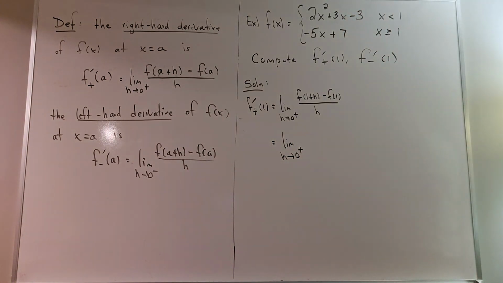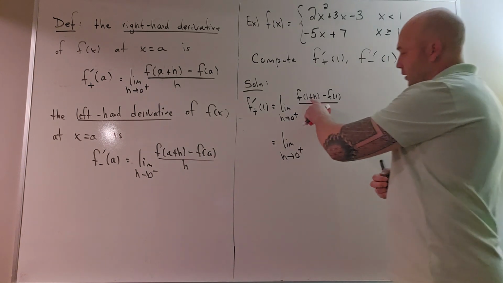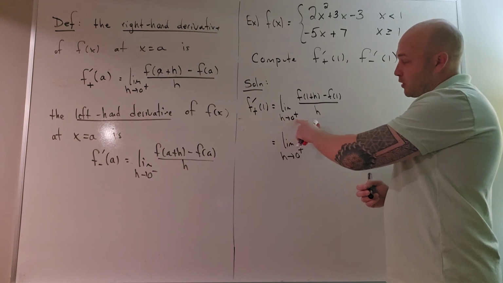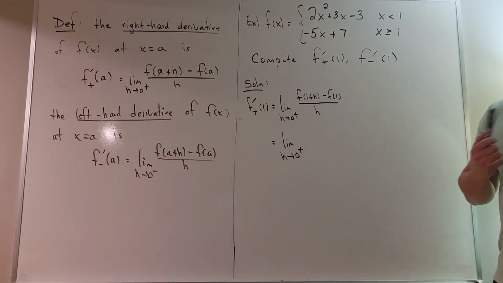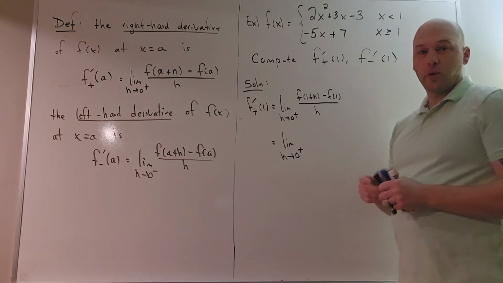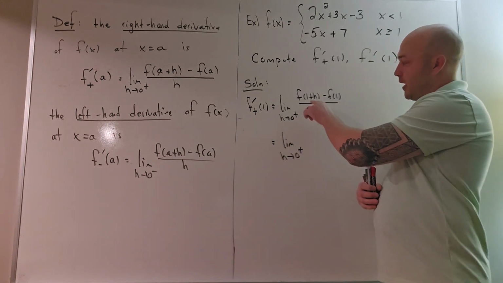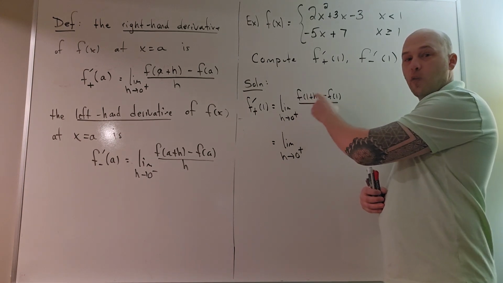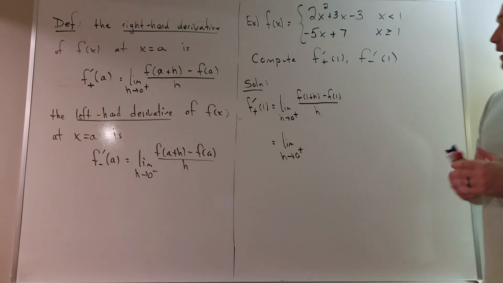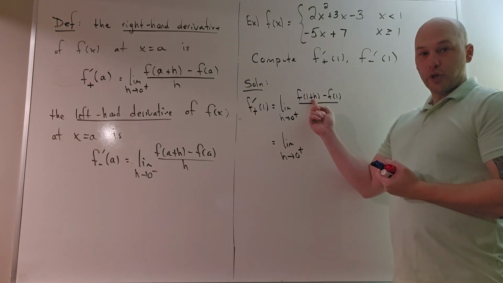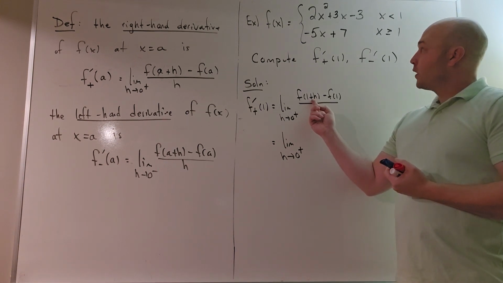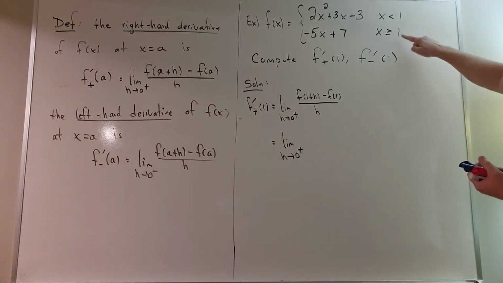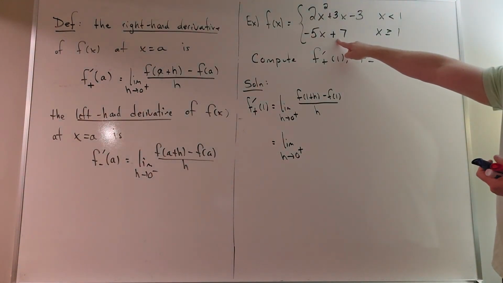So let's think about this for a second. f of 1 plus h, as h goes to 0 from the right. h goes to 0 from the right means h is positive. In particular, h could be 1. That means I would have 1 plus 1, which is f of 2, or f of 1.5, f of 1.1, something like that, meaning that this input is larger than 1. Well, which function expression do I use when the input is larger than 1? That would be the negative 5x plus 7.